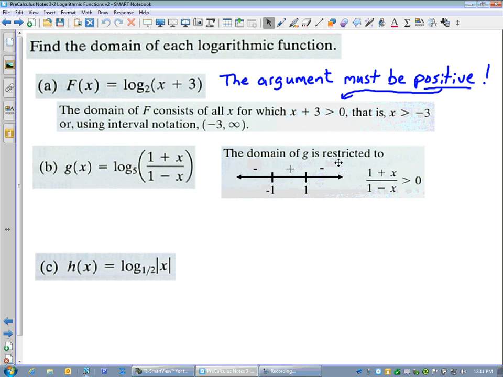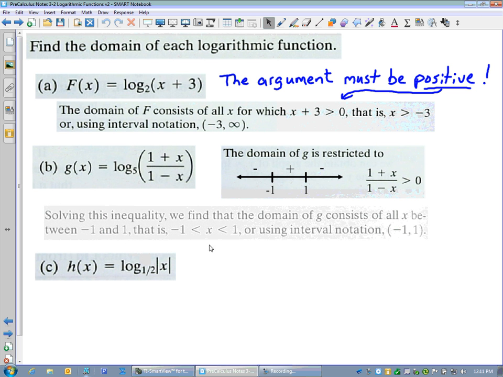So these are our 3 intervals, and the only place where it is greater than 0, in other words where it's positive, would be between negative 1 and 1. So that's how we find our domain. Our domain is going to be all values between negative 1 and 1. We can say it using inequality notation, or using interval notation: the interval from negative 1 to 1, not including the endpoints. And not including the endpoints because we can't take the log of 0 either. It must be positive.